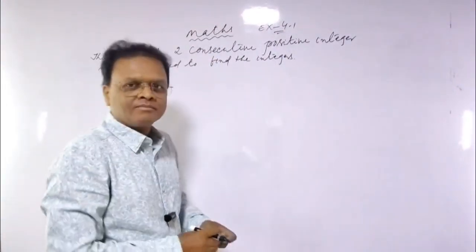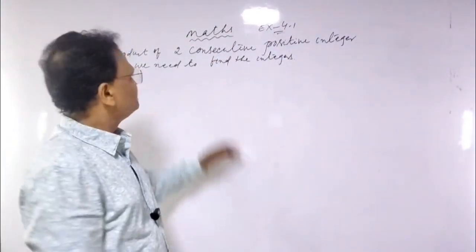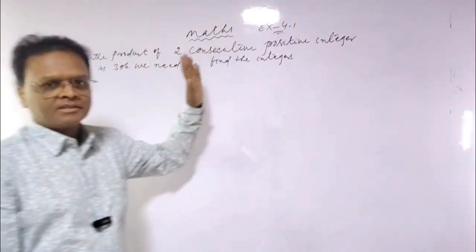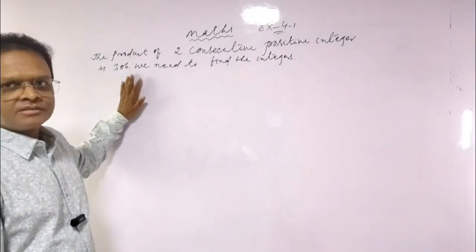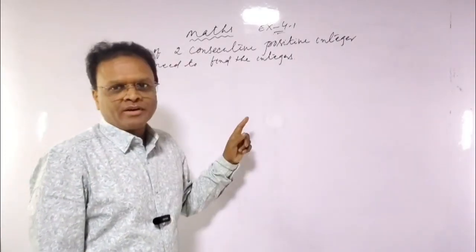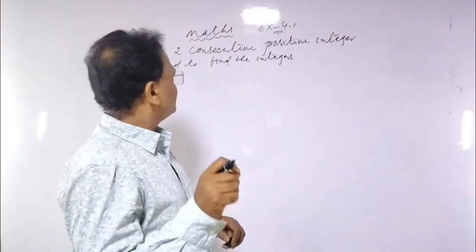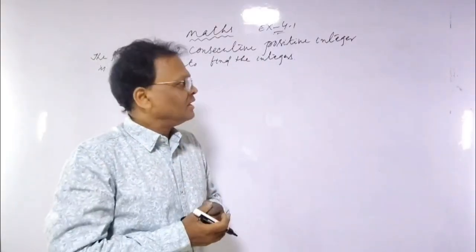Today we are having one word problem for you. The product of two consecutive positive integers is given as 306. We need to find the integers. What to find? We need to find the integers. So what is given? The product of two consecutive positive integers.